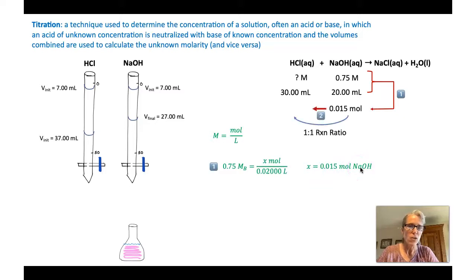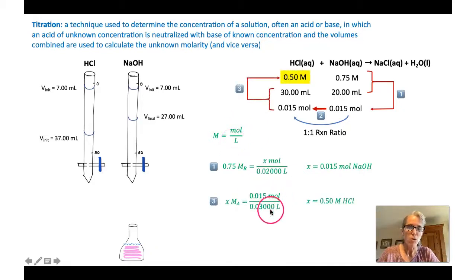The second thing we do is we use that reaction ratio to figure out that we had 0.015 moles of HCl in our flask. And now we have the moles and we have the volume. So 0.015 moles divided by the volume in liters gives us a 0.5 molar HCl solution. And that's all you have to do, pretty simple.